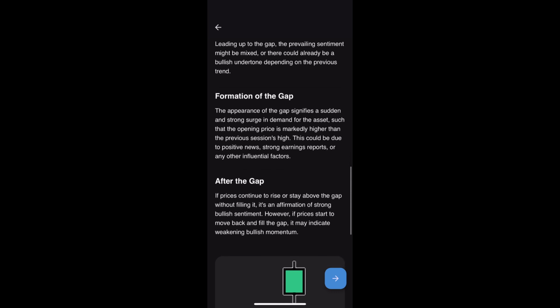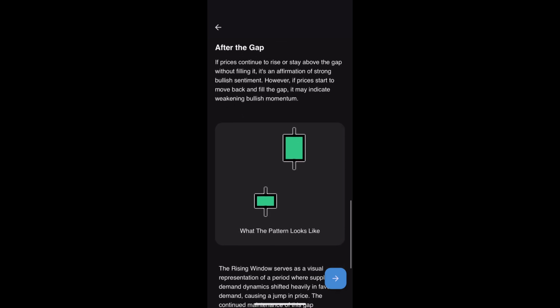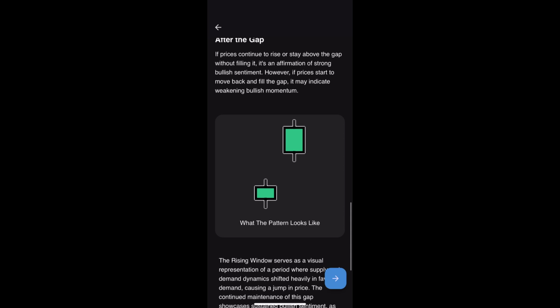After the gap, if prices continue to rise or stay above the gap without filling it, it's an affirmation of strong bullish sentiment. However, if prices start to move back and fill the gap, it may indicate weakening bullish momentum.